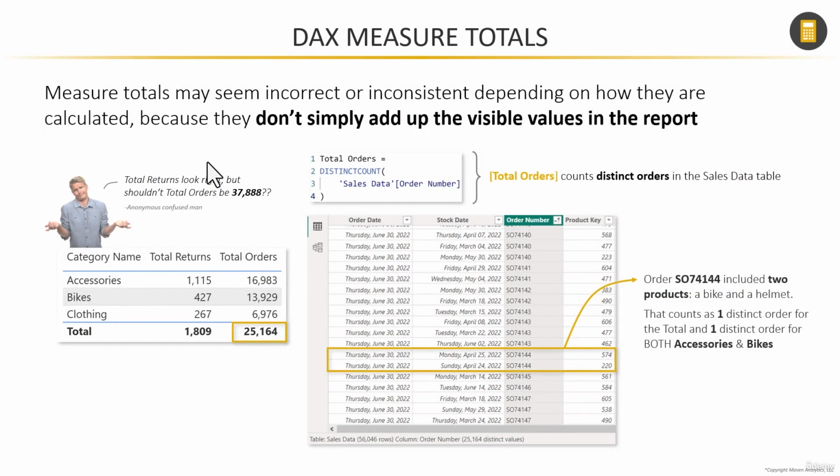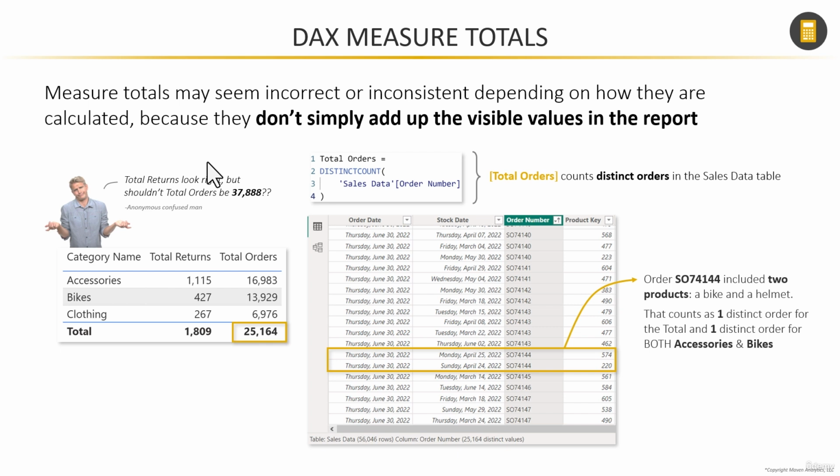I won't go through that same process for the other key, but if you want to practice, feel free to do that. I'll tell you right now, product 220 is a helmet, which falls into the accessories category. So this one order number counts as 1 distinct order for the total, and it also counts as one distinct order for both accessories and bikes. This one order number contains products that fall into multiple different categories, accessories and bikes, and it's part of the total row.